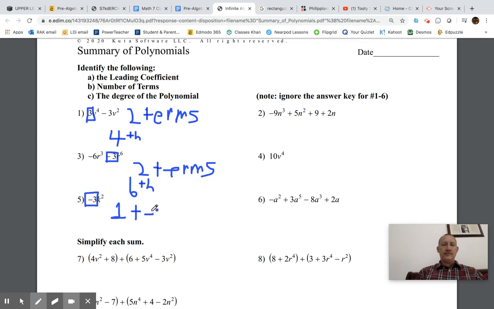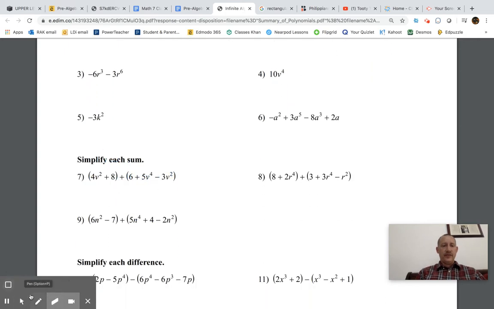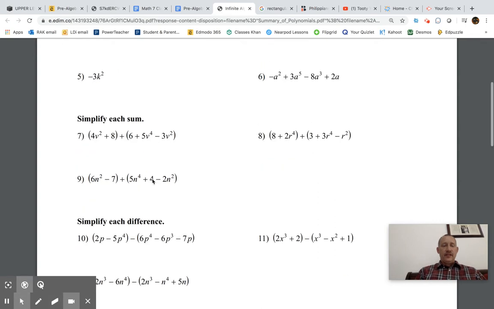And the degree is the second degree. Okay. Remember, with simplifying by adding, you're just combining like terms. So, for example, this 4v squared, we can combine with that -3v squared.